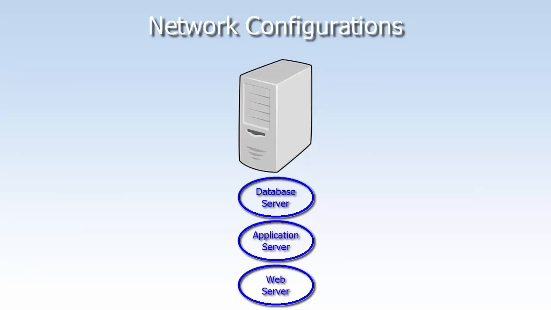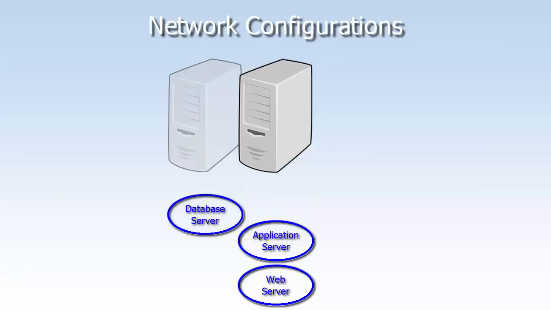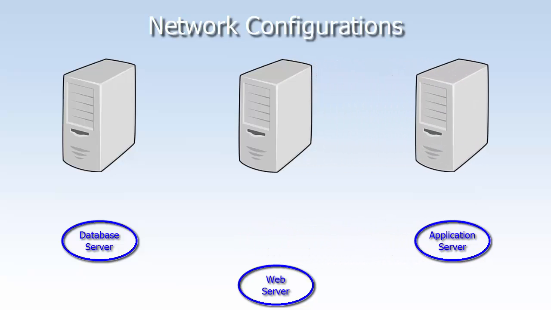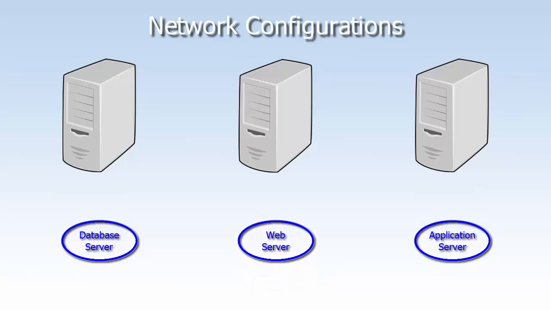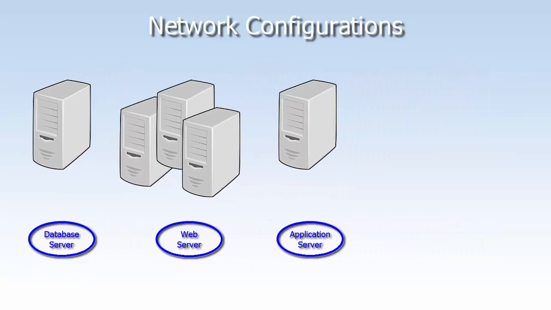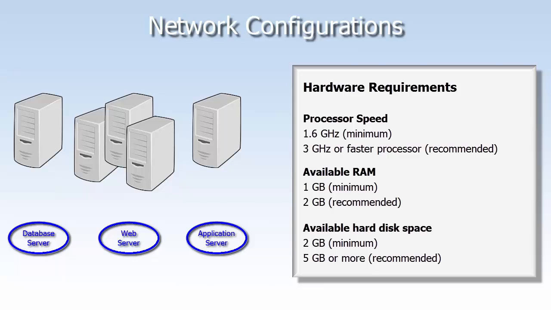In more complicated configurations, you can install the SQL Server database on one computer that acts as the database server, install the Maximizer application on another computer, the application server, and install the Maximizer web components on yet another computer, the web server. You can even install the web components on multiple computers to set up a load-balanced environment. Make sure your hardware meets the minimum server hardware requirements for running Maximizer.